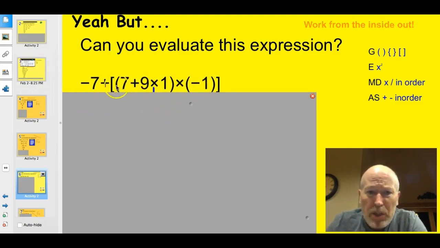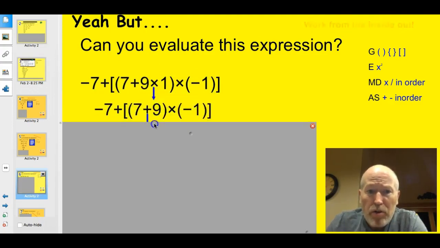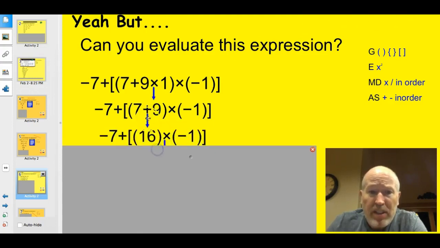So let's start with the inside brackets right here with this set. There's nothing we can do here. It's just -1. But this one has some things. So we have to do the multiplication before the addition. So now 9 times 1, that's just 9. But we still have 7 plus 9. We have to finish that out. So if we add 7 and 9, we have 16. So now I've gotten rid of that set of parentheses, but I've got 16 times a -1, and that's in this next set of brackets.